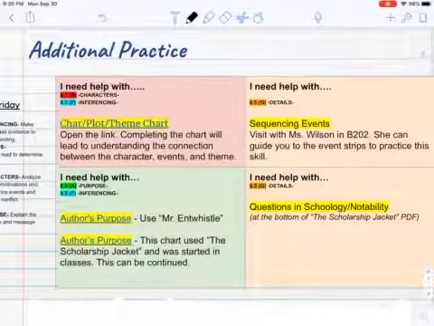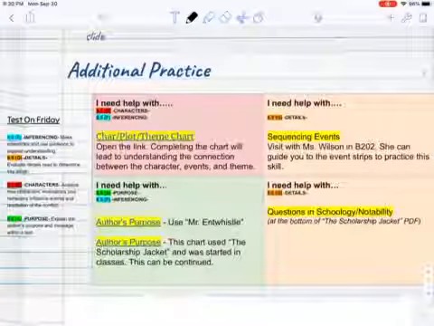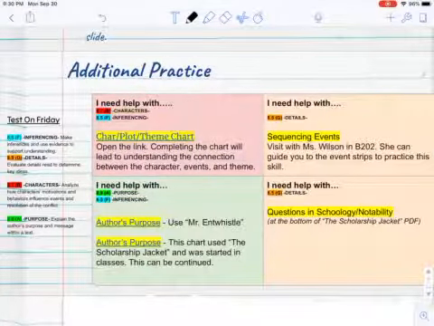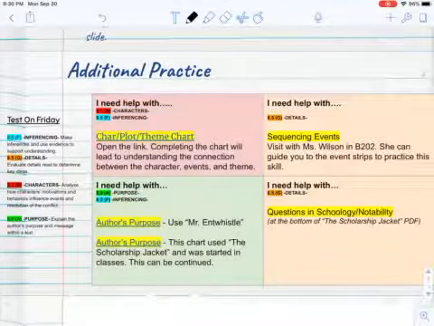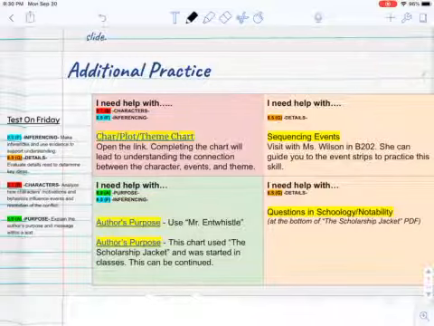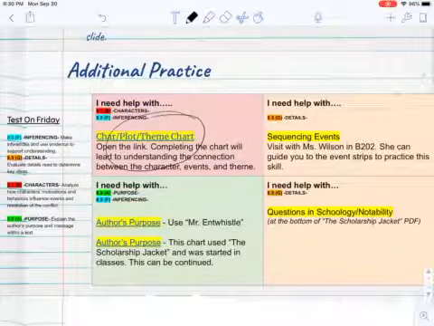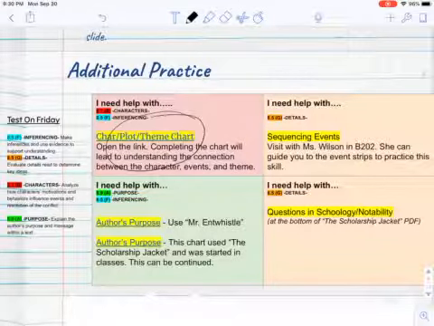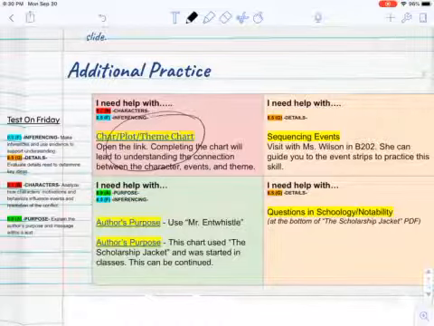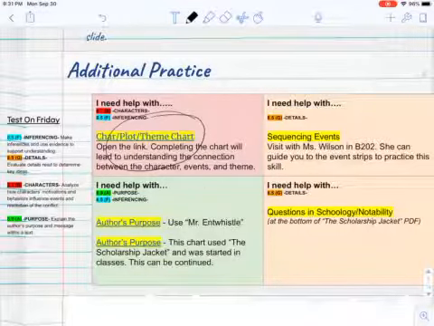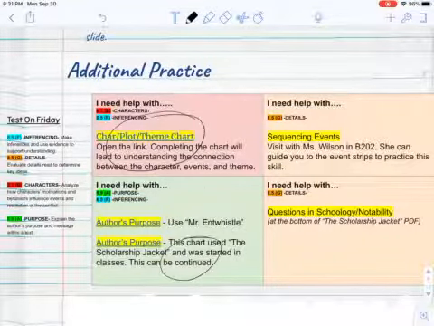Should you and your table get through with all of the notes and writing information down, there are different pieces that you can look at for additional practice. There's this chart plot theme. There's a link here. You can look at the connection between character, events, and themes. If you are still wanting more practice with author's purpose, we do have the chart that we used yesterday.